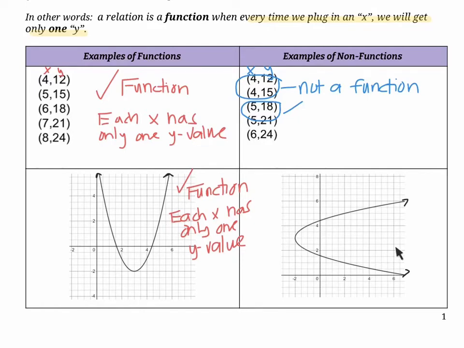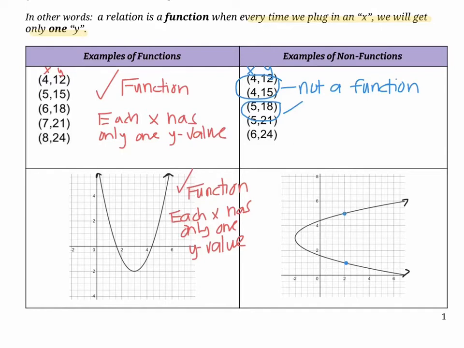So let's take a look over here. Why is this one not a function? Well, let's just plug in a number again. Let's plug in 2. So I'm going to go down here. Okay, it doesn't hit the relation. Let's go up here. Oh, I hit the relation here, and I hit the relation here. So if I plug in x is 2, I get a y value of 1, and I get a y value of 5.